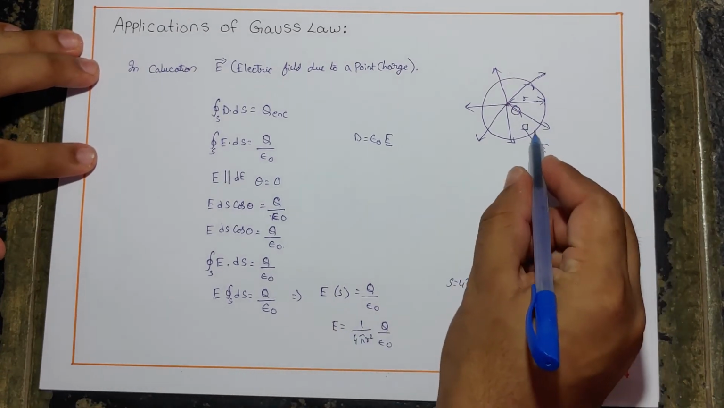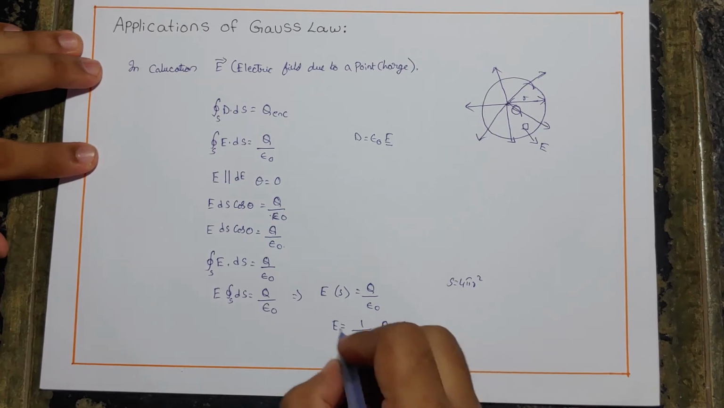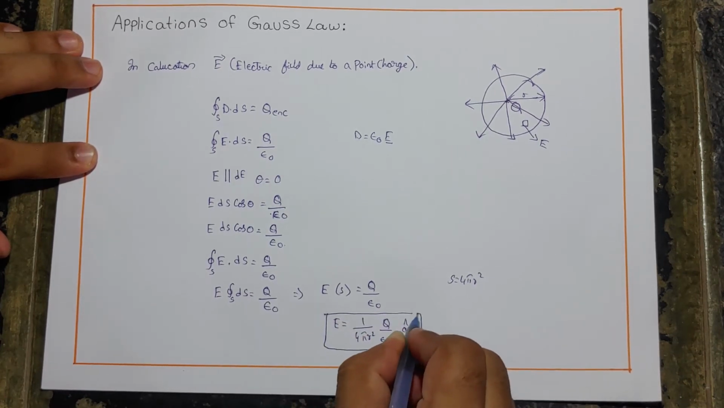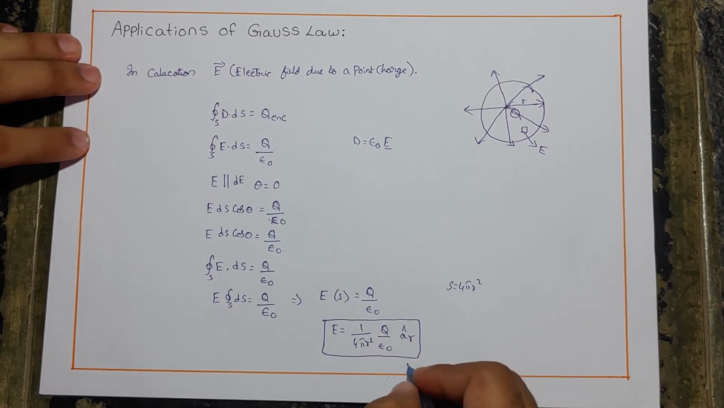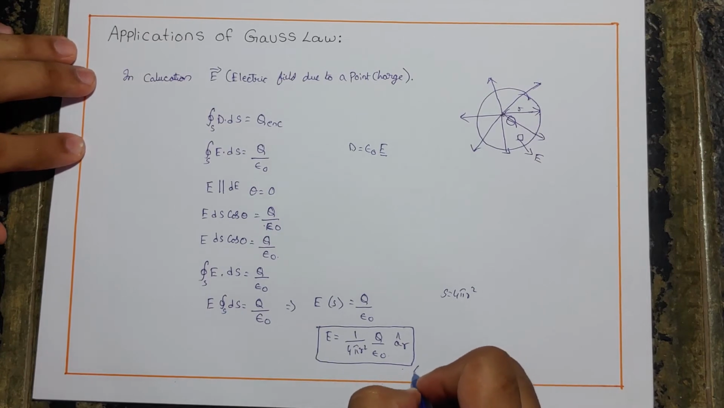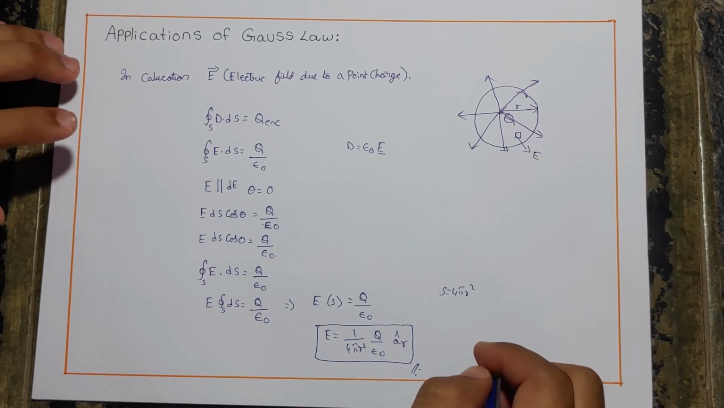And as it is a vector, so let us take a vector ar cap. This is the electric field intensity due to a point charge according to the Gauss law, and we know in the previous equations it is same to it. Now let us do for a line charge.